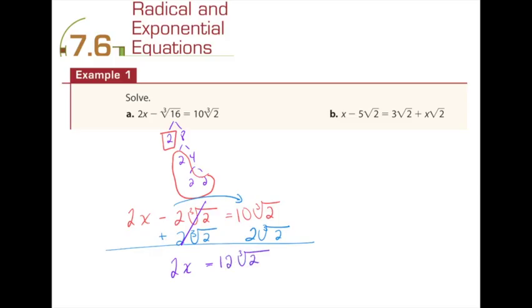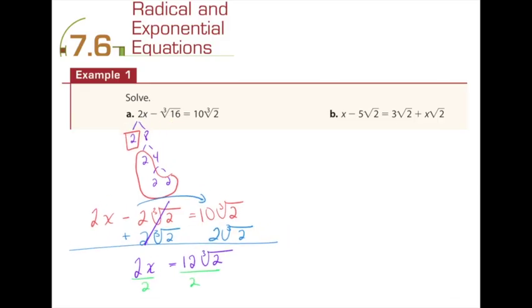And then my last step, like in any equation, would be to divide by 2. And so once I do that, I am going to get 6 cubed root of 2. And that is as simple as I can get it. I can't simplify that radical anymore, so that is my answer.